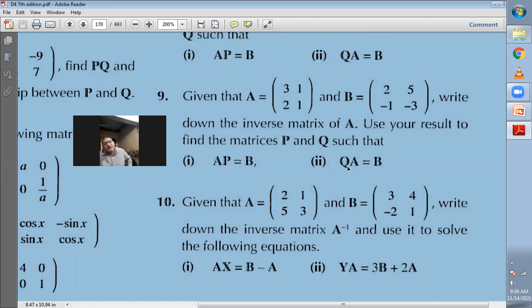In this one, QA is equal to B, because the A is written here on the second position. So when the A goes to the other side, it will become its inverse. This is on the second position on the left side, so when its inverse is written on the right side, that inverse should also be written on the second position. This is a very, very important concept which you have to follow. So okay, let's start this question.